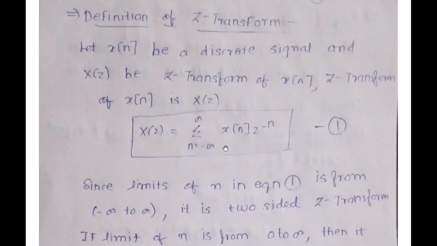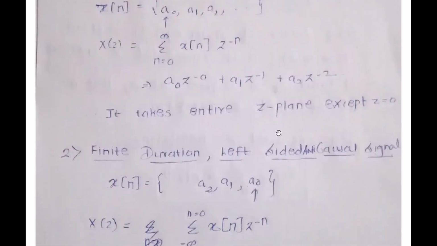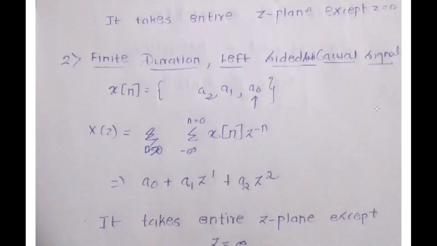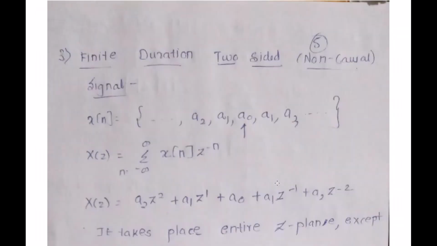as I told you, this is the most important formula, in which you have minus infinity to infinity x of n z raised to minus n. Now in a finite duration signal, the first thing is you are starting with 0 towards the finite side. Hence you have 0 to infinity x of n z raised to minus n, wherein you have this particular expansion, and it will only be defined for all values except z is equal to 0. When you are towards the left hand side, the expansion will be this, and it is defined for all values except z is equal to infinite.